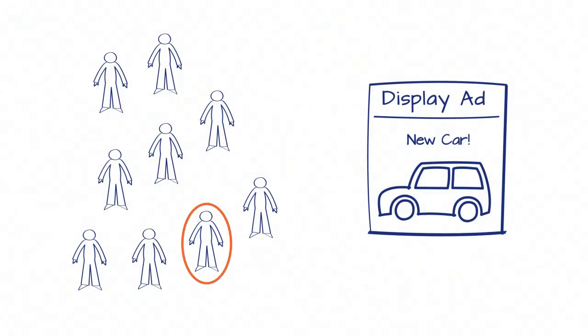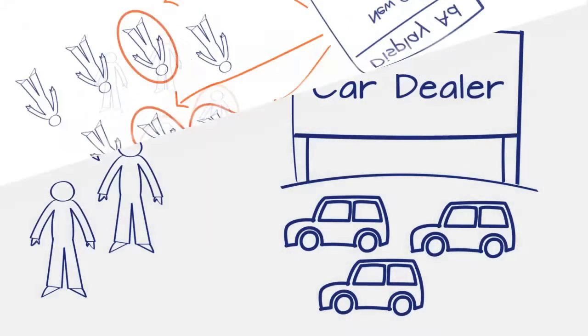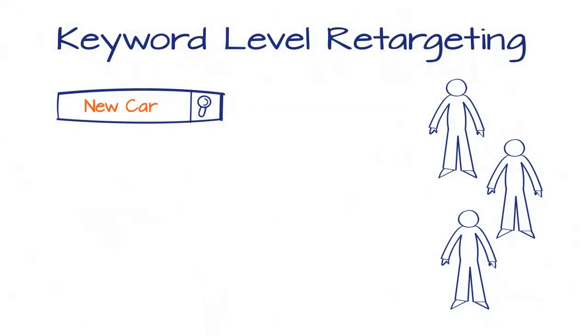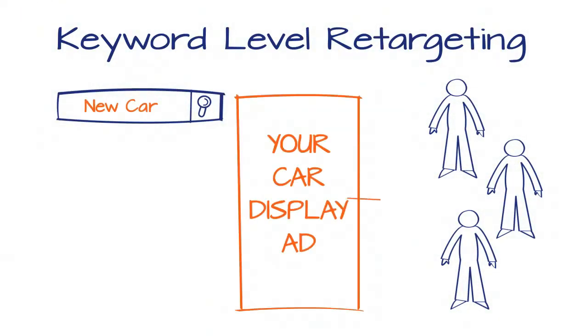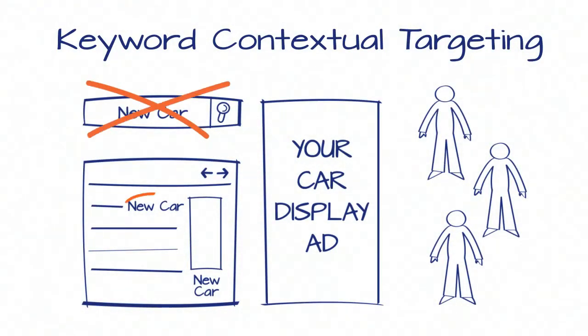Display ads then reach your audience globally across hundreds of thousands of websites. Next step, you acquire new customers. Keyword-level search retargeting allows you to reach more searchers more often. And keyword contextual targeting allows you to reach consumers who navigate to sites without using a search engine at all.